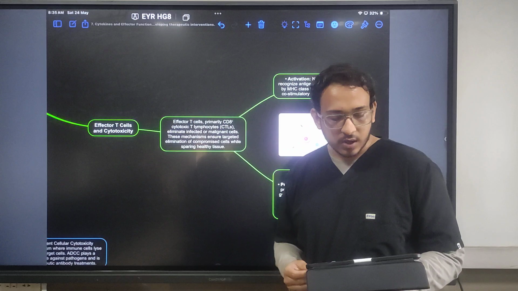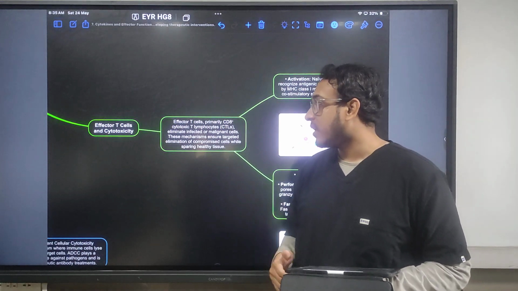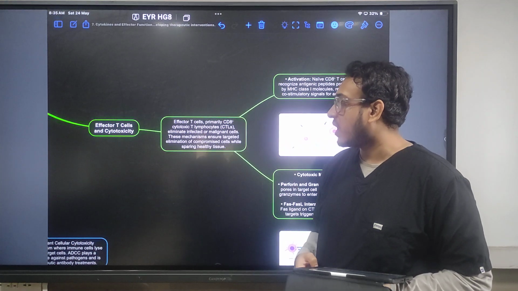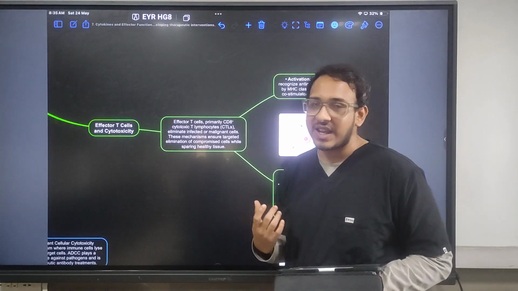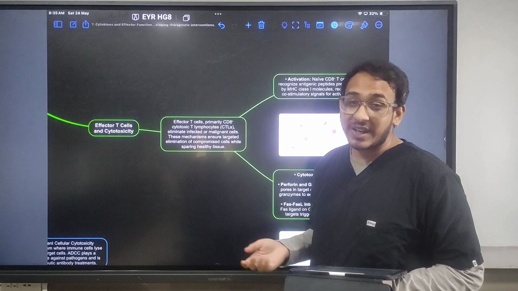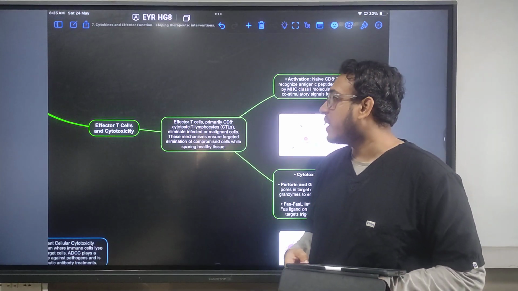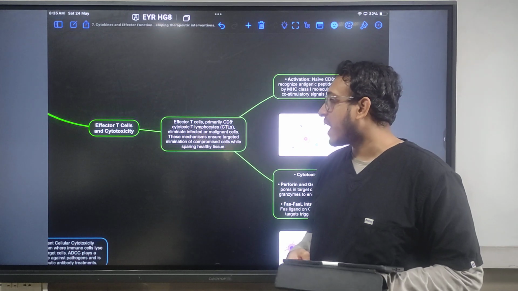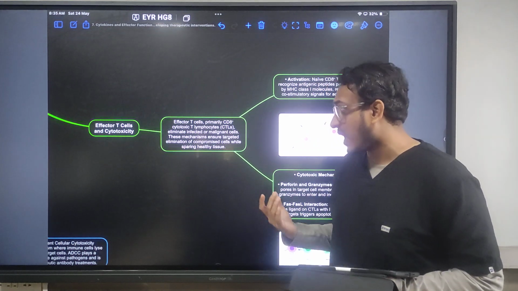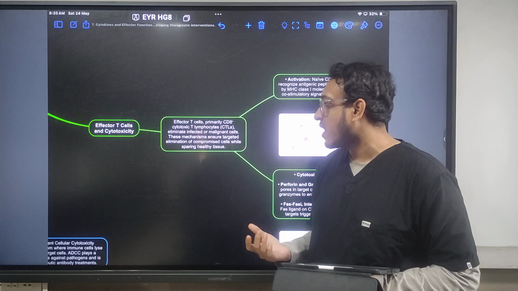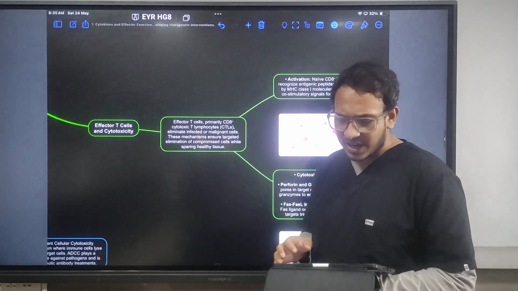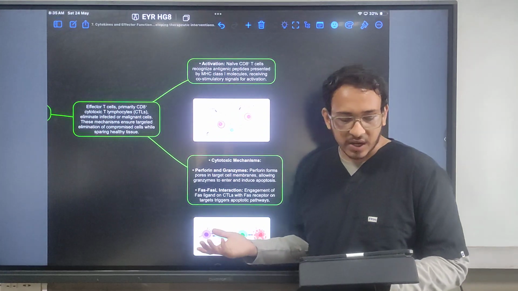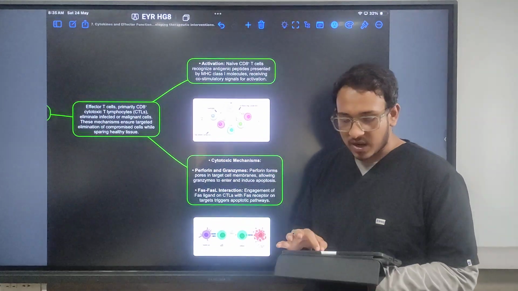Coming to effector T cells and cytotoxicity. Effector T cells, primarily CD8 plus cells, are cytotoxic lymphocytes, the CTLs, cytotoxic T lymphocytes. These eliminate infected or malignant cells. That is their role. These mechanisms ensure the targeted elimination of compromised cells while sparing healthy tissues. So they only target the affected cells that have turned malignant or got infected by pathogens.